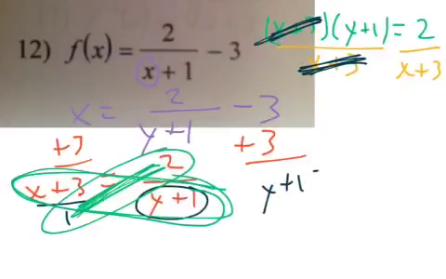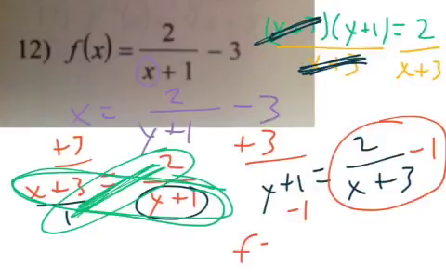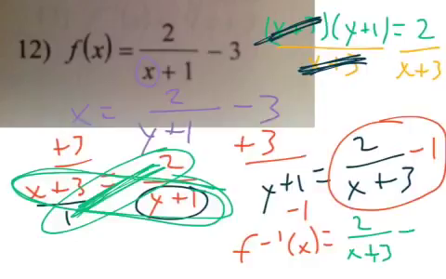y plus 1 equal to 2 over x plus 3. And again, all I need to do now is minus 1 both sides. And this is my inverse function. So f inverse of x is 2 divided by (x plus 3) minus 1.